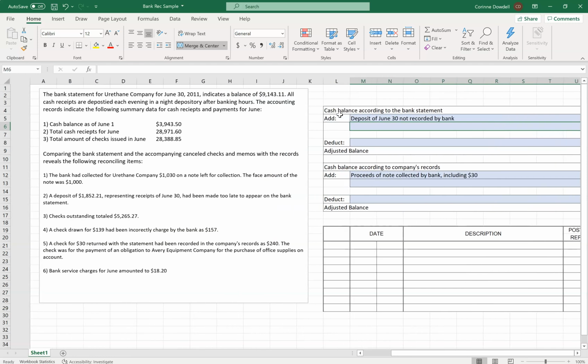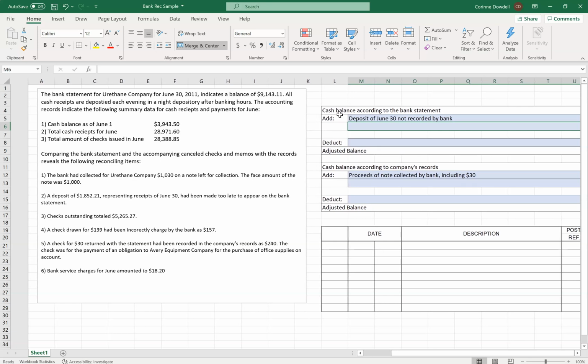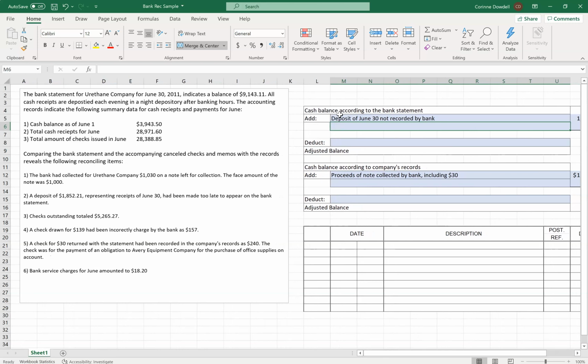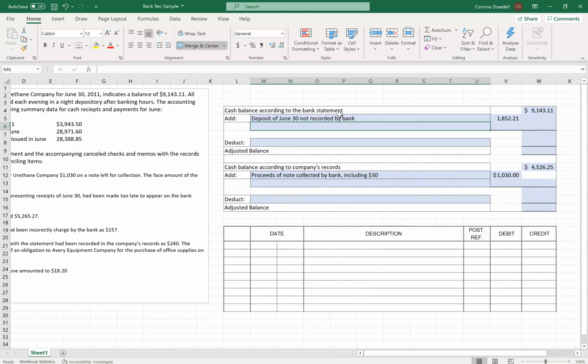All right, next. Checks outstanding totaled $5,265.27. Okay, so we know that we wrote these checks and issued them, but the people we wrote them to haven't cashed them yet. So according to the bank, that money's still there, but we know that money isn't there. So we need to put this as an adjustment to the bank's balance.